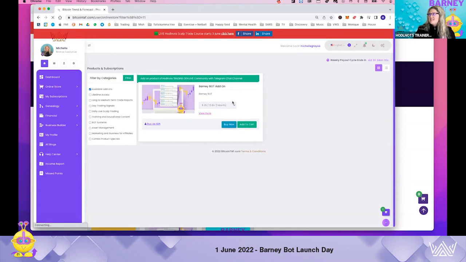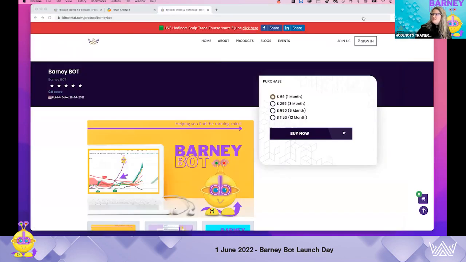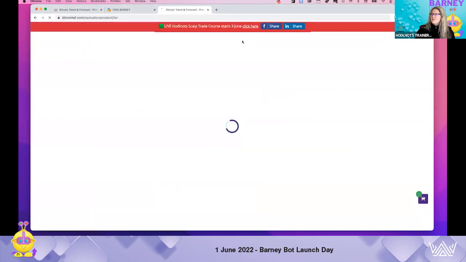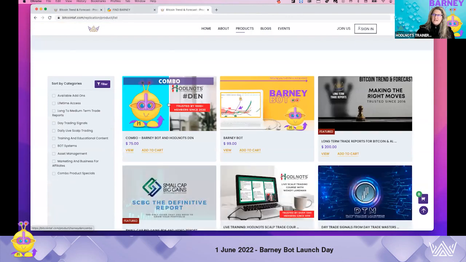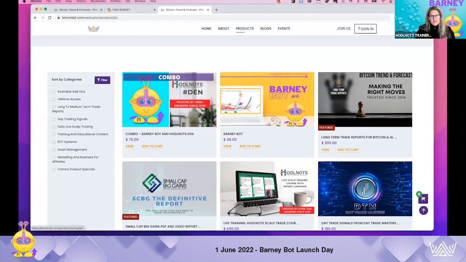So those are the three options that you'll find in the store. The other two, I'll go back again. You go to products for new members, and you can purchase either the combo, which has both the Den, Hodlnots Den community, as well as the Barney Bot included, or just the Barney Bot.